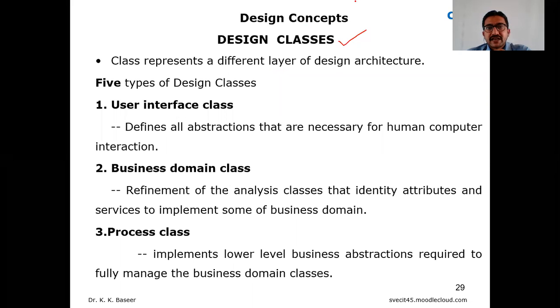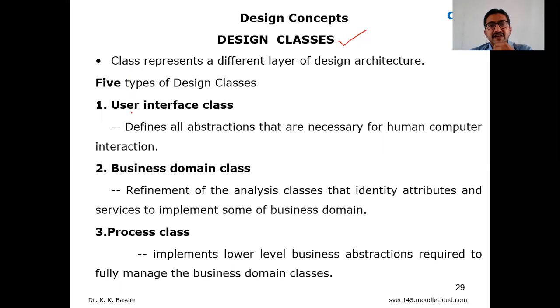Now, how do we access those classes? We need to create instances with the help of objects. An object is an instance of a class, meaning we are creating the soul of a class with the help of objects. In this concept, design classes, a class represents a different layer of design architecture. Agree? Now, this design architecture talks about 5 types of design classes, right?